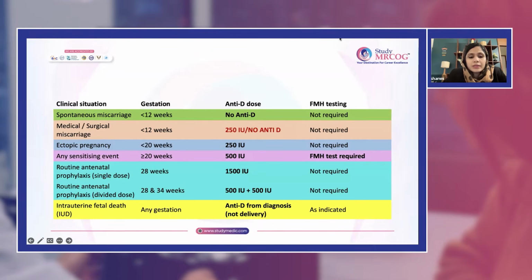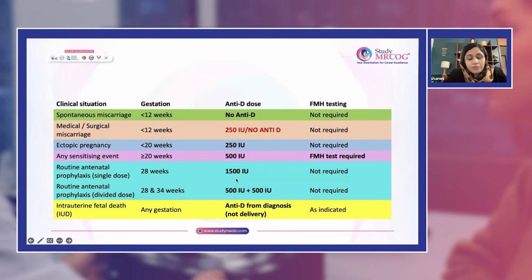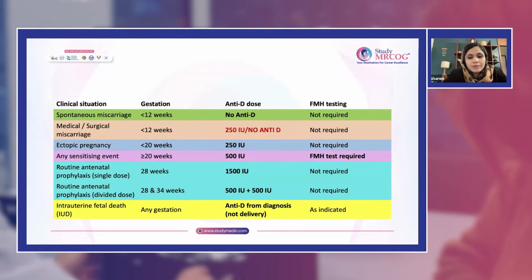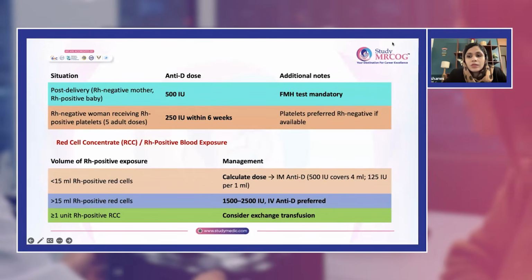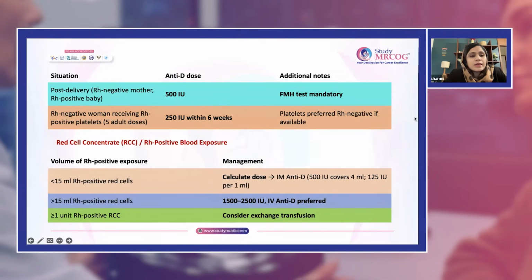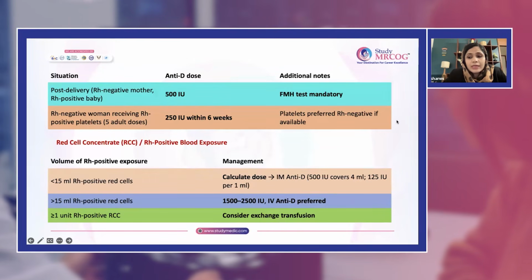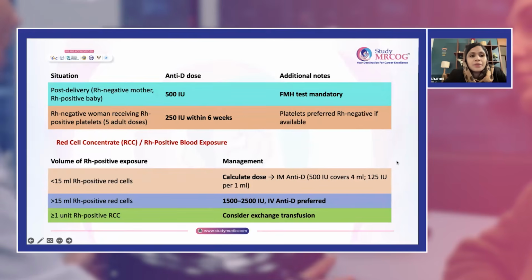IUD, this is a very important thing. When will you give anti-D? You have to give it at diagnosis of IUD, not after delivery. Just remember that. So this is also important. Post-delivery, we already discussed, you're going to give 500 units and the FMH test is mandatory.